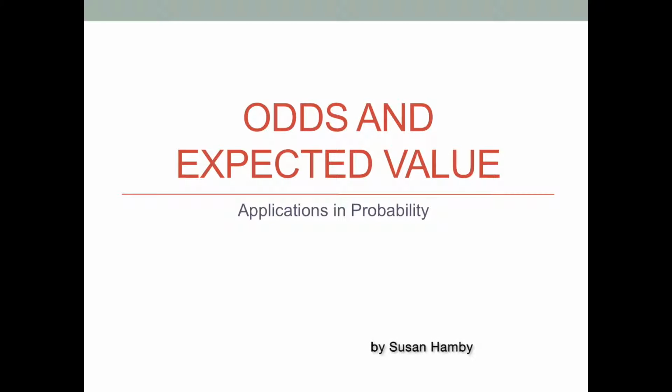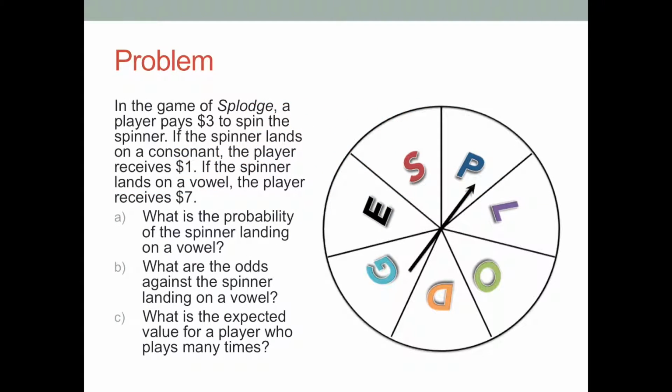Today we're going to look at odds and expected value, which are applications in probability. Here's our problem. In the game of Splodge, a player pays $3 to spin the spinner. If the spinner lands on a consonant, the player receives $1. If the spinner lands on a vowel, the player receives $7.